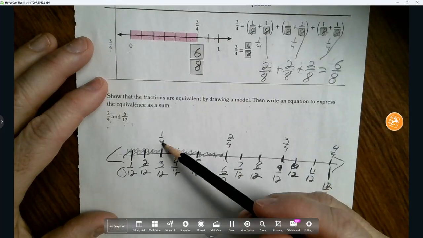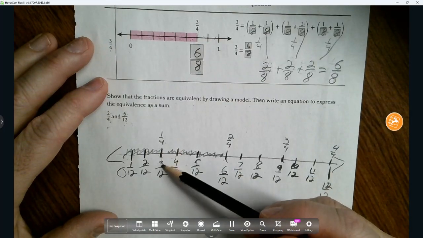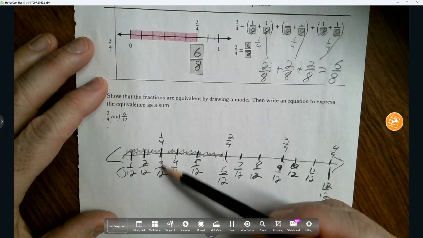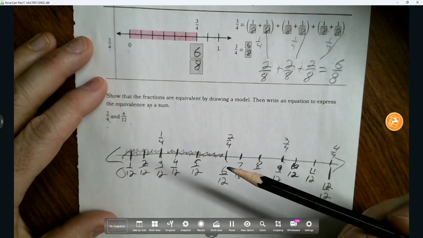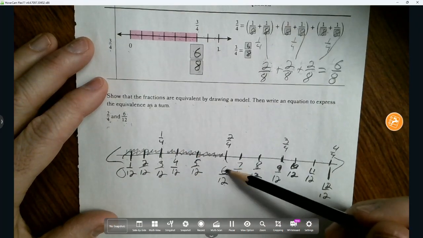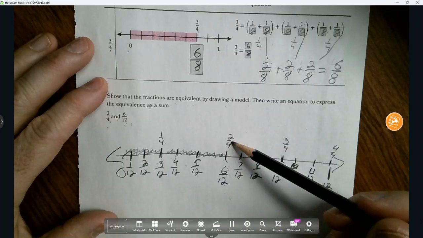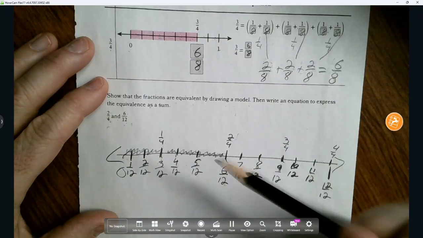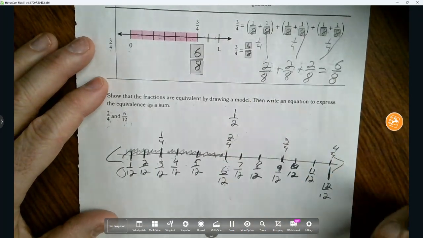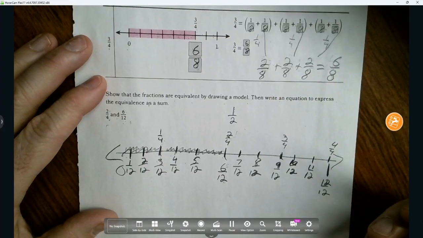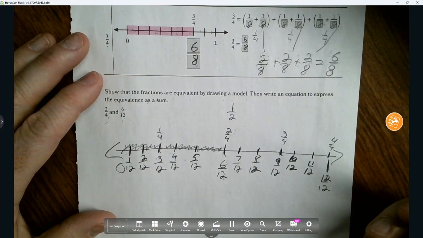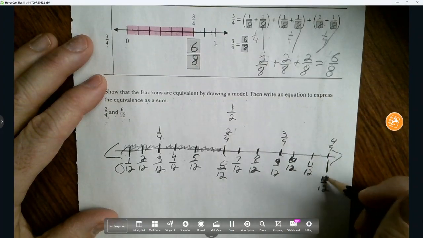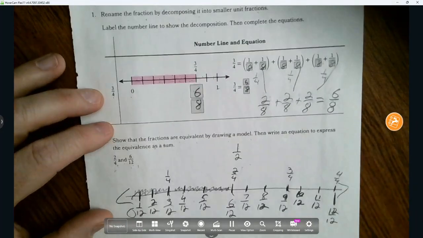So look at what's the same. 3 12ths and 1/4 are the same. If you divide this by 3, you're going to get 1/4. 6 12ths. We can divide this one more, though. This one can get divided, right, by 2, and you'll have 1/2. So this is also 1/2. Okay, I don't want to get too far ahead, but just so you see, they're all the same. 9 12ths is the same as 3/4. 12 12ths is the same as 4/4. That all works out the same.